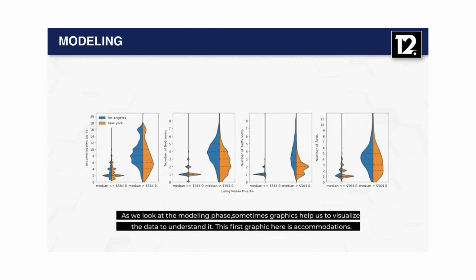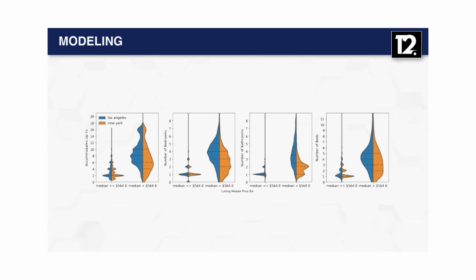As we look at the modeling phase, sometimes graphics help us to visualize the data to understand it. The first graphic here is accommodations. Blue is for Los Angeles, orange is for New York. This first violin plot is for median price less than or equal to $564. The second one is for greater than $564. So we note that there are a lot more entries, a lot more data points for more than $564.